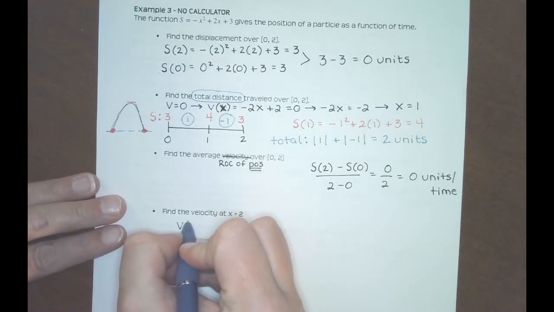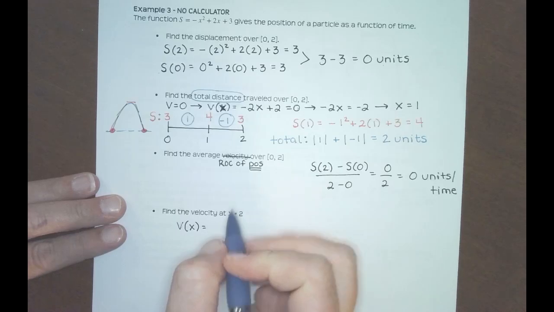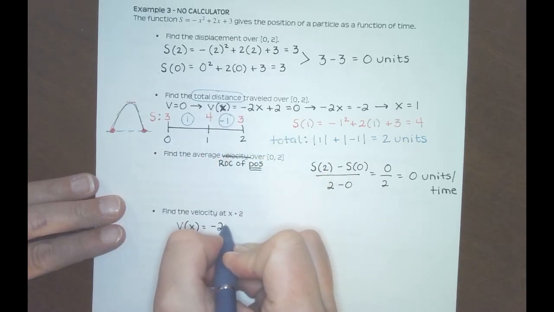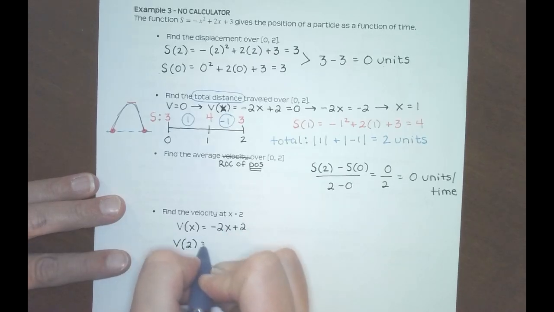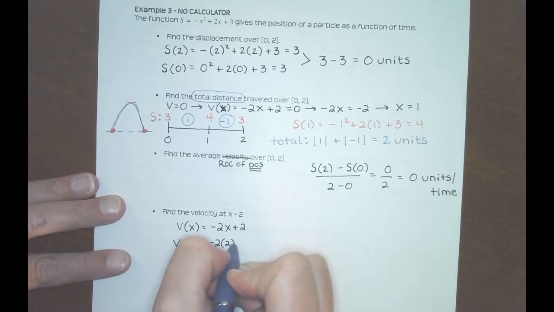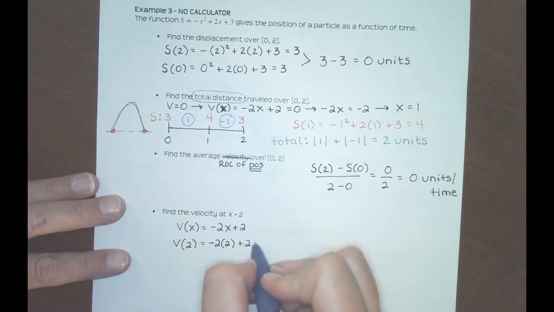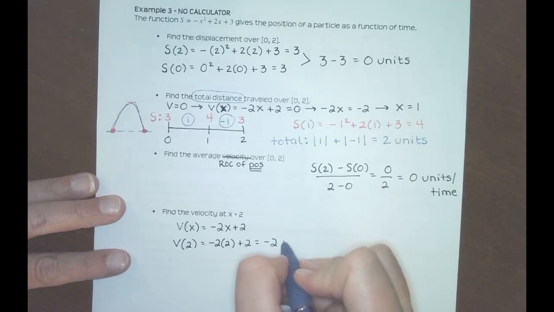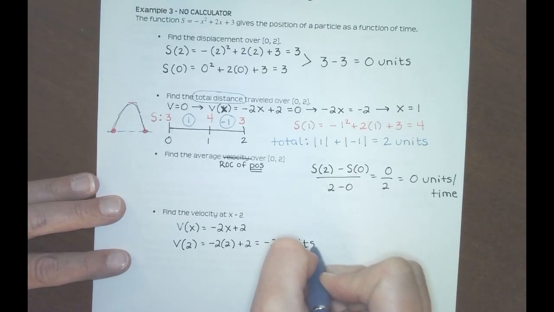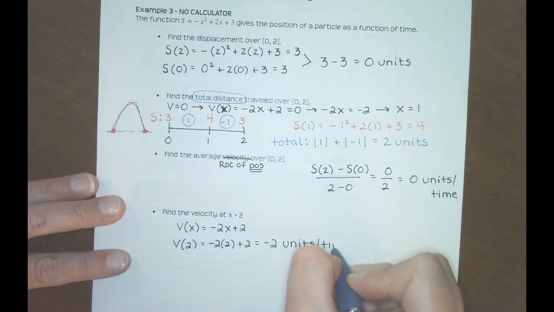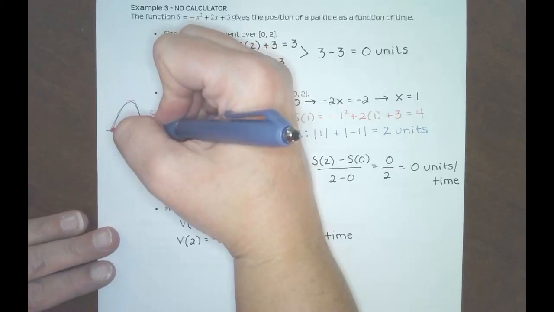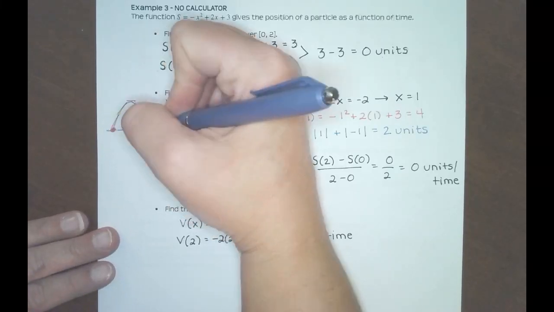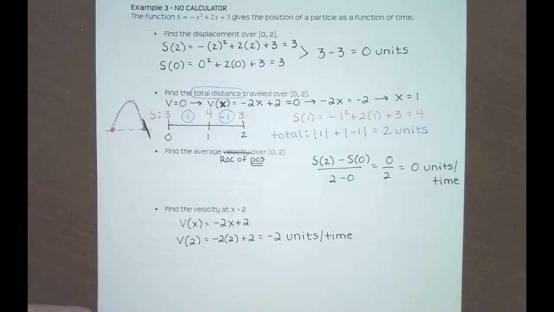Okay, our velocity at 2, we're going to need our velocity function back, which we have up here. We already figured out that our velocity function is negative 2x plus 2. So the actual velocity at 2 seconds is negative 2 times 2 plus 2, negative 4 plus 2, negative 2, and this would be units per however your time is being measured. Seconds, minutes, I don't know. What that is saying is that the derivative, the slope of that tangent line, would be negative 2, which should make sense from that little sketch that I made.